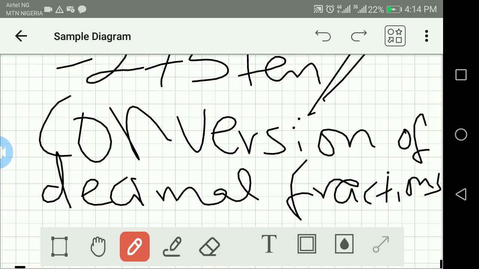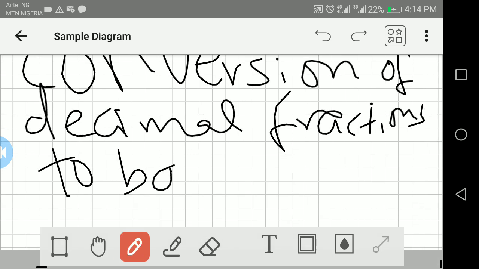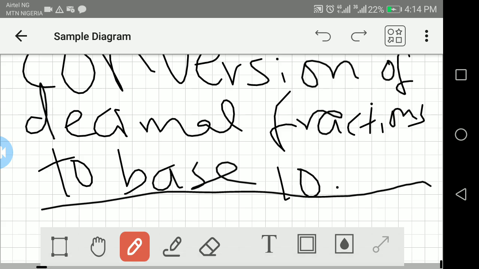Conversion of decimal fractions to base 10. In this, we are going to look at how numbers that are in decimal, because what we did here are whole numbers. Now we're looking at decimal numbers, decimal fractions. A fraction is a part of a whole number. For example, 1/2, which is 0.5, is a part of a whole number, and so on and so forth.